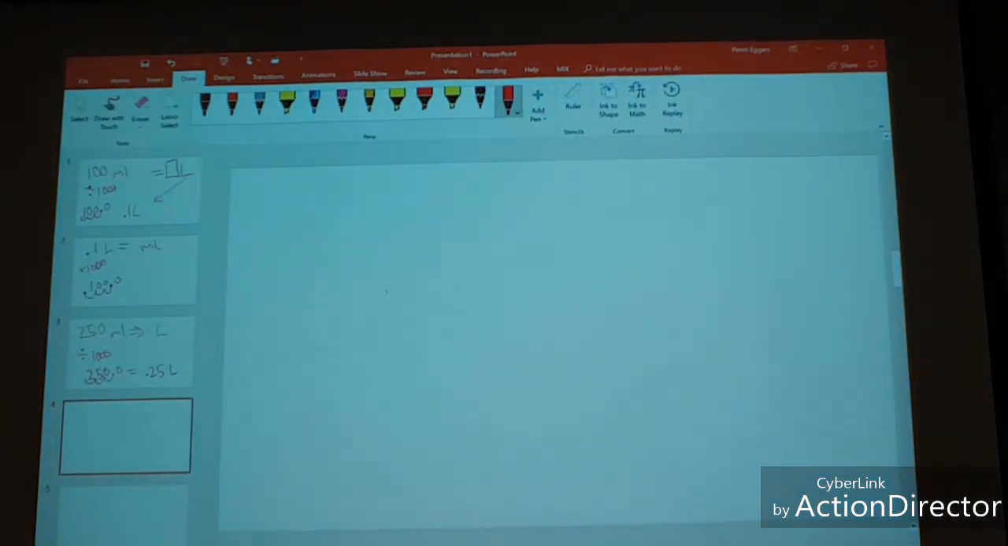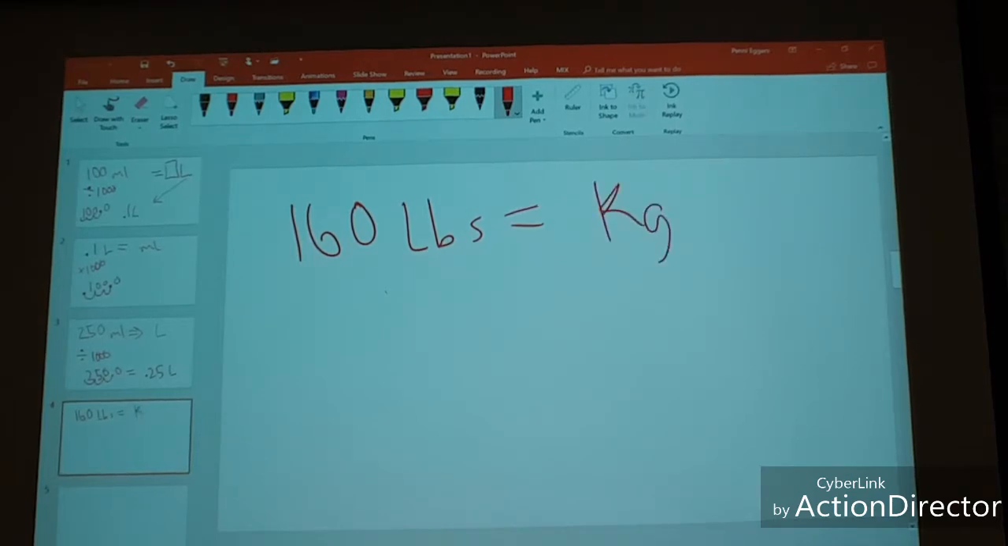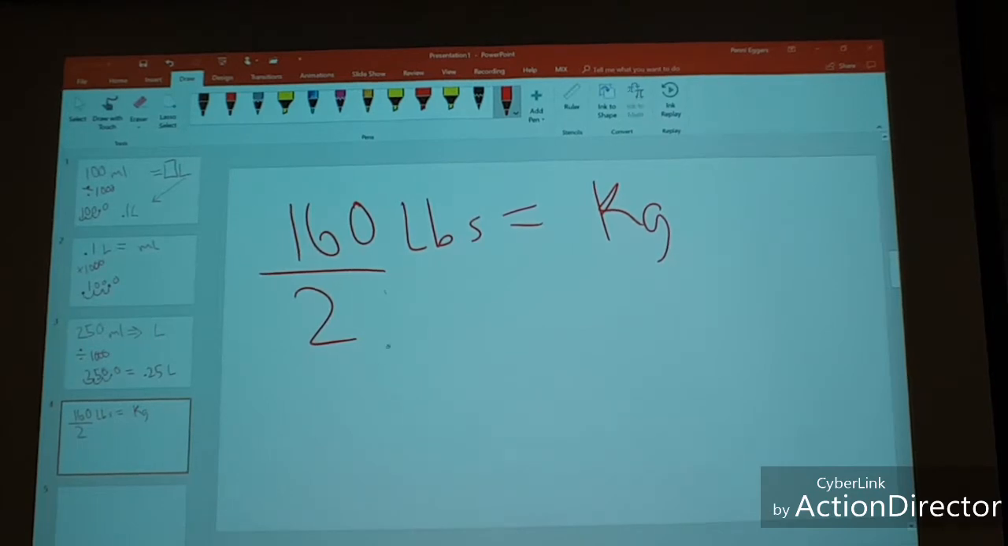So give me a weight, doesn't matter what it is. 160. So I have a 160-pound patient. And my order comes in as I need to turn my weight into kilos, right? Because that's how my dose is ordered. So I need to turn to kilograms. Well, this is pretty simple. I divide by 2. All right, what's 160 divided by 2? 80.